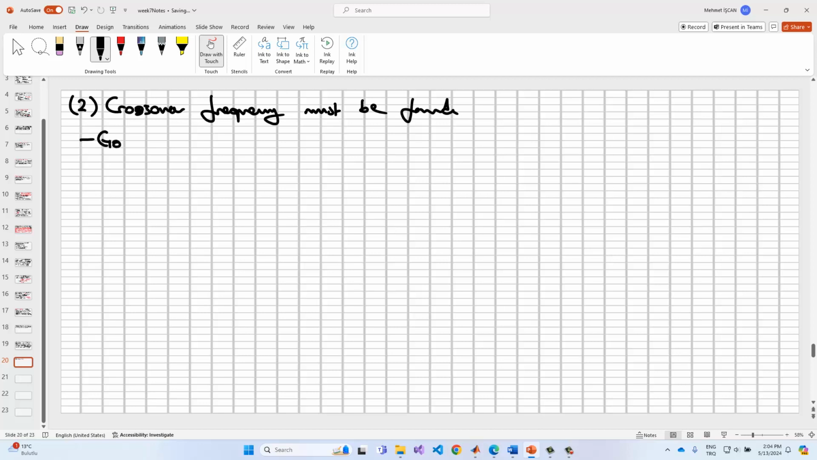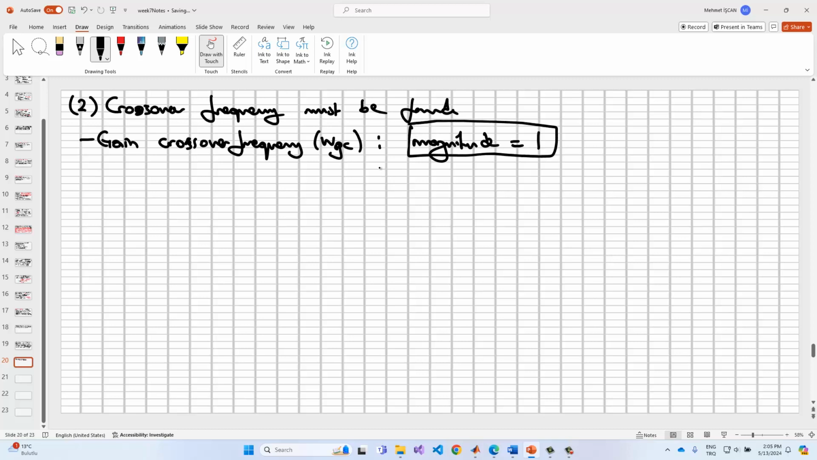First of all, the gain crossover frequency, which is the ωGC. The magnitude must be equal to 1. Our basic condition is that the magnitude must equal 1, because this is the gain crossover frequency, the limit. If the magnitude is 1, the input signal can be transmitted to the output without loss. And so this is the crossover frequency.